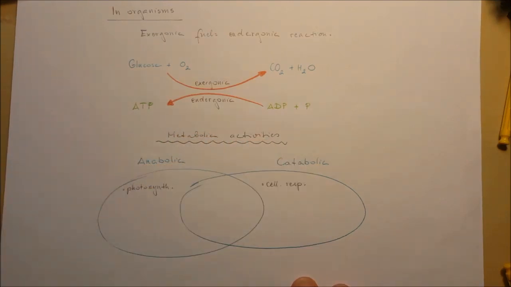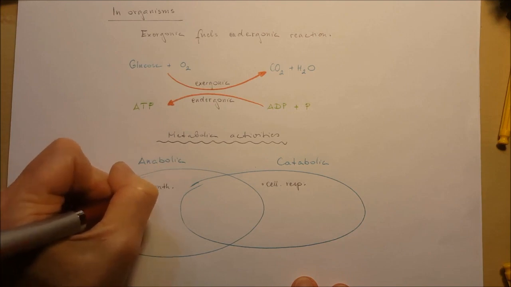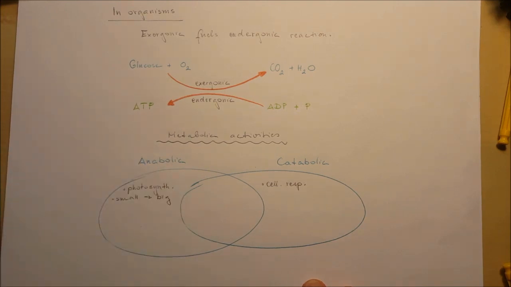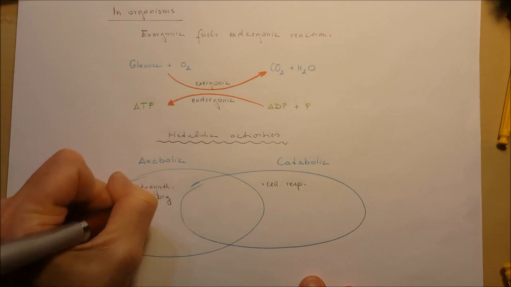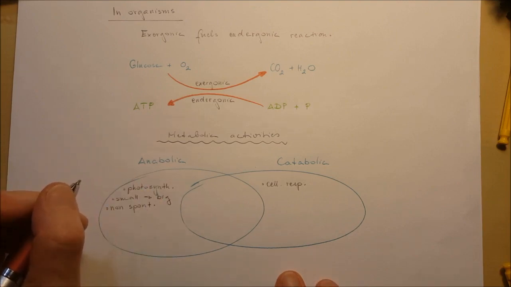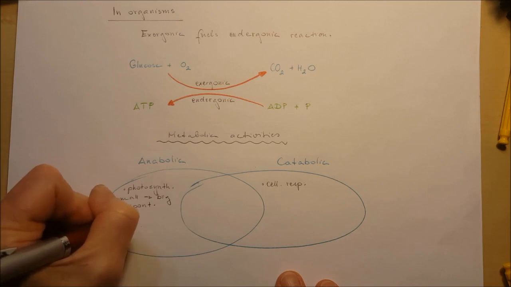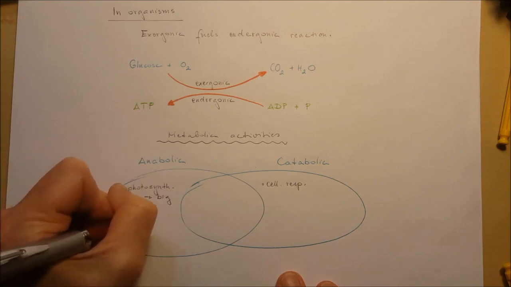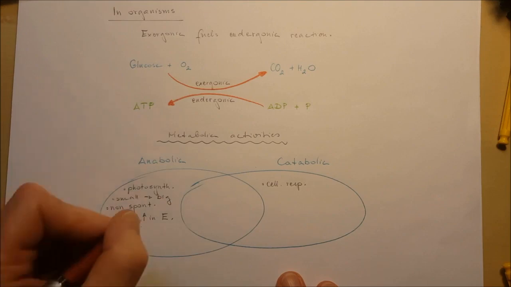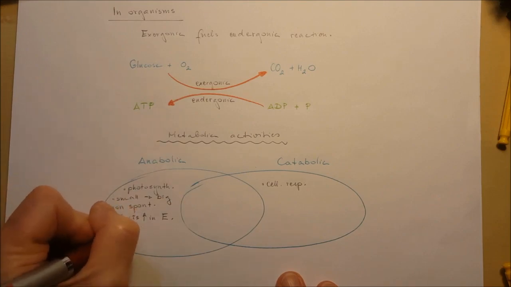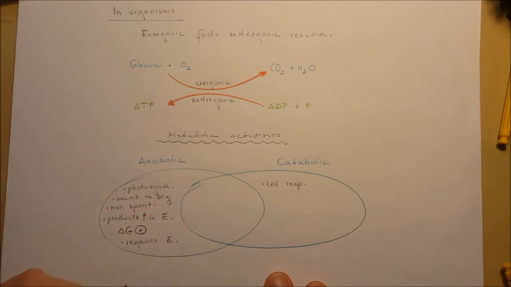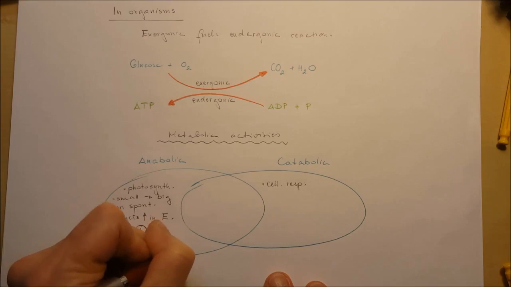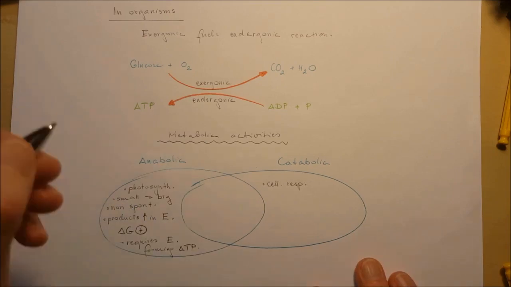Anabolic reaction is, for example, photosynthesis, when small molecules turn into big molecules, monomers to polymers. And the anabolic reactions are non-spontaneous reactions. The products are high in energy, their enthalpy is increasing and the entropy can decrease. The delta G is positive, requires energy from the surroundings, and they are forming ATP.